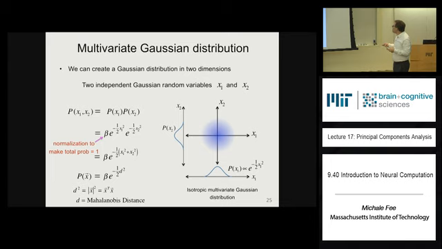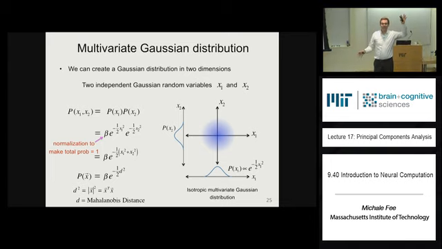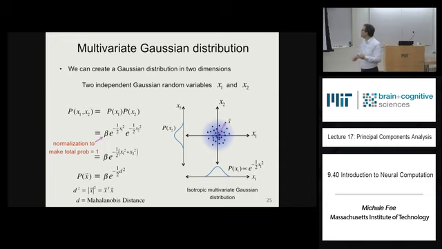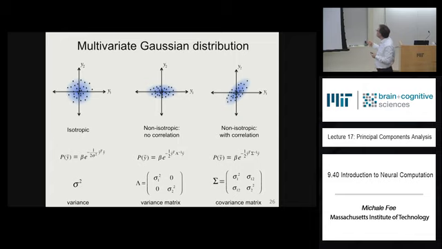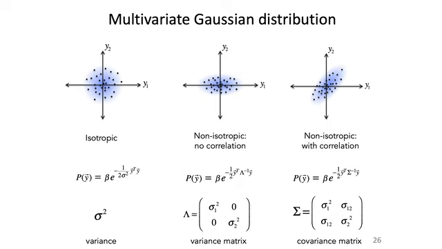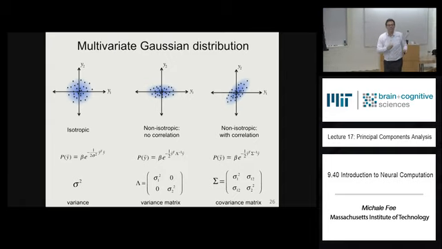Isotropic just means the same in all directions. Sorry, I should have defined that. These are non-isotropic distributions because they have different variances in different directions. So you can see that this has a large variance in the y1 direction and a small variance in the y2 direction. So it's non-isotropic.